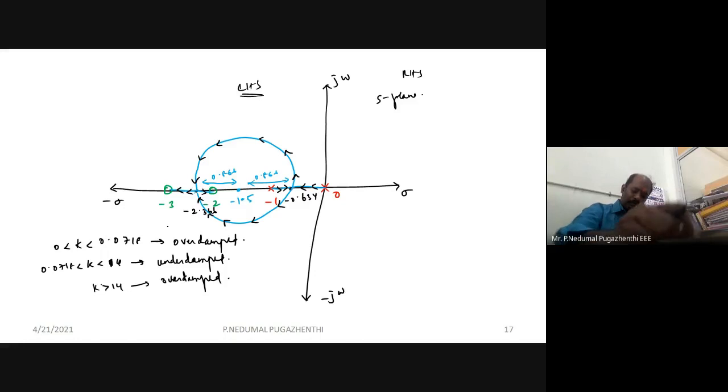Any doubts? So since it is in the left hand side, the system is highly stable.